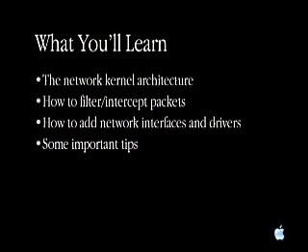What you'll learn in this session: we'll talk in some detail about the network kernel architecture. For Mac OS X and Darwin, we're going to use both terms because everything here is in Darwin, so it's all open source. You're really welcome to look at the source yourself from the Darwin kernel. We'll see how to filter and intercept packets from different points in the kernel, from the socket layer and from the lower levels. And also how to add network interfaces and drivers in the kernel.